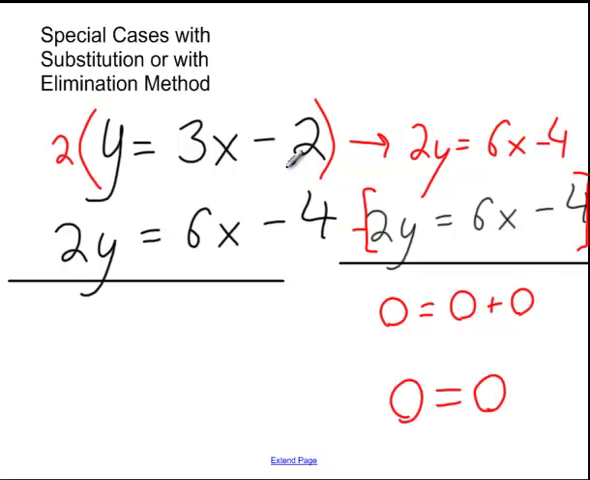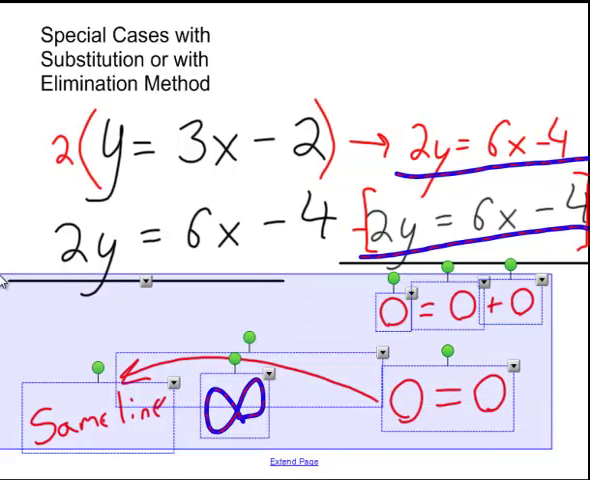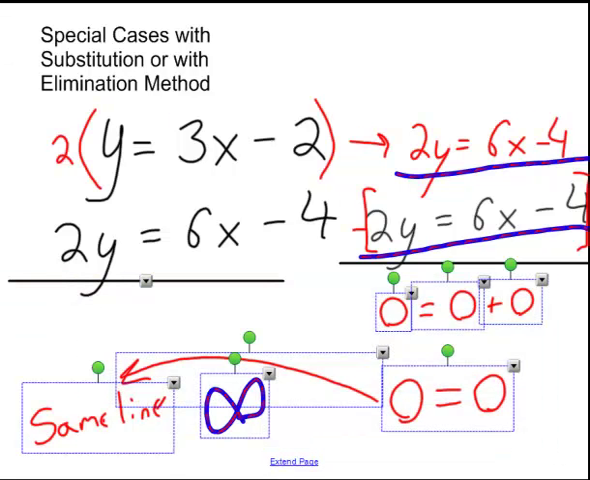Whenever you get 0 is equal to 0, this is when you have the same line, and you'll get good at recognizing this, or you have infinite number of solutions. So if it's the same line, same exact thing, you'll get 0 is equal to 0, and it's an infinite number of solutions. Alright, let's look at this now.